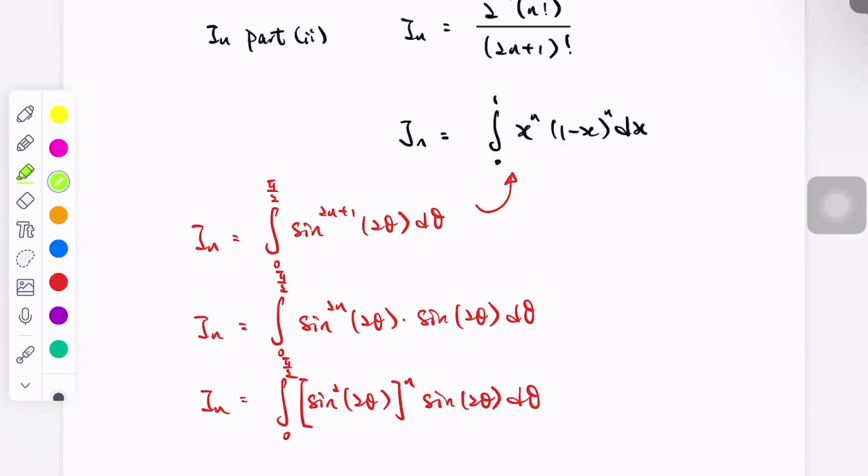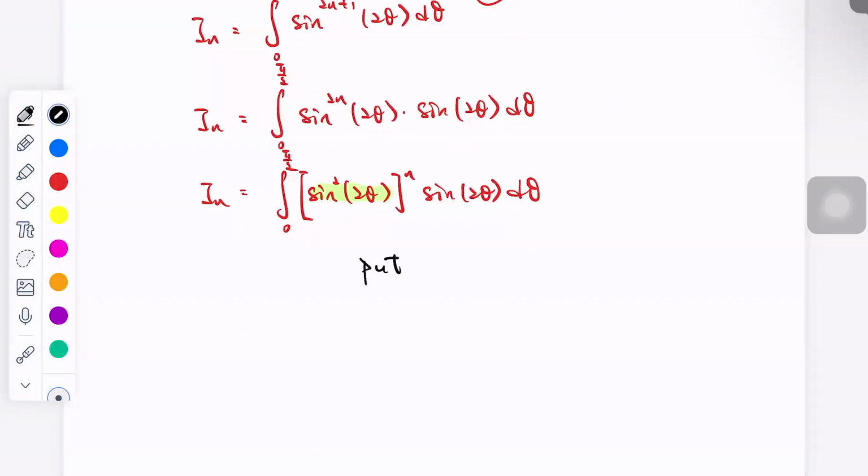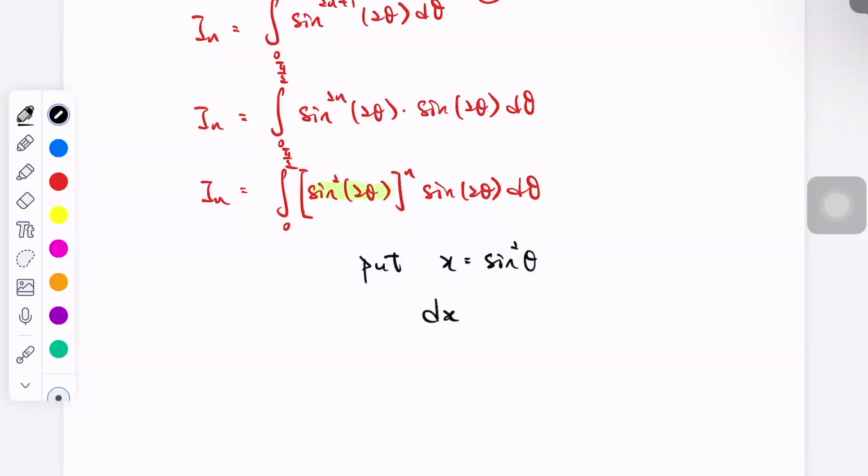And that's why you can compare the pattern, and I will substitute x as sine squared. Instead of 2 theta, I will just simply substitute theta, because later we can adjust for the boundaries. Okay, we can adjust for the boundaries. And that's why here you would just simply put x as sine squared theta. And then dx will be 2 sine theta cosine theta d theta.